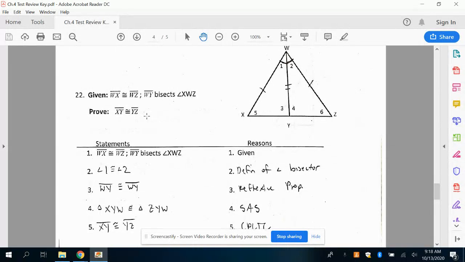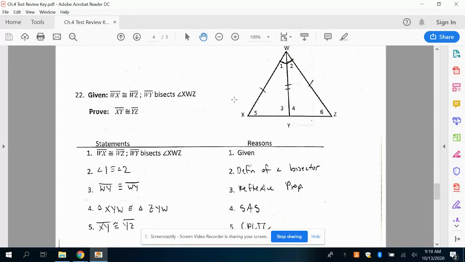So when we go through our list of things to do, we need to start by defining a bisector. Well, if it's an angle bisector, we're bisecting XWZ, we're splitting this angle in half. So I marked angle 1 and angle 2 are congruent, and that's what I have written here. That's the definition of an angle bisector.